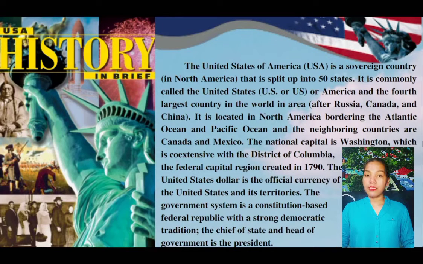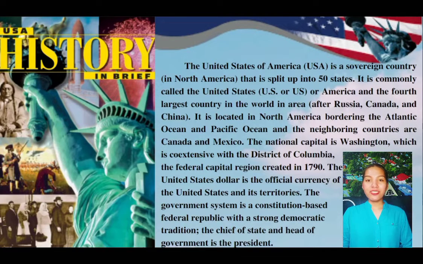The national capital is Washington, which is coextensive with the District of Columbia. The federal capital region was created in 1790. The United States dollar is the official currency of the United States and its territories. The government system is a constitution-based federal republic with a strong democratic tradition. The chief of state and head of government is the president.